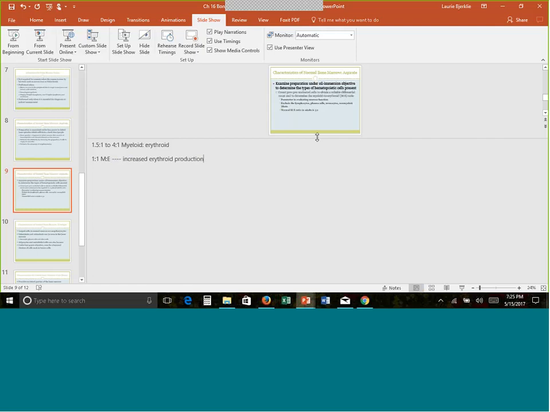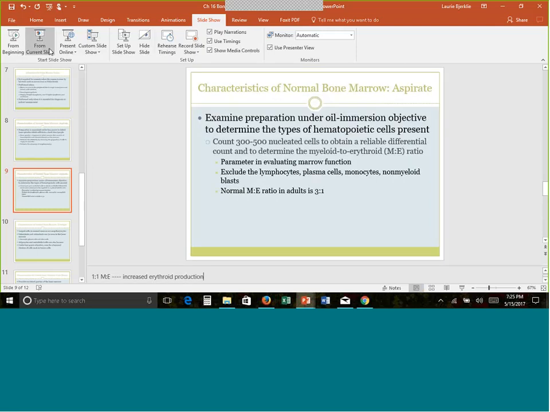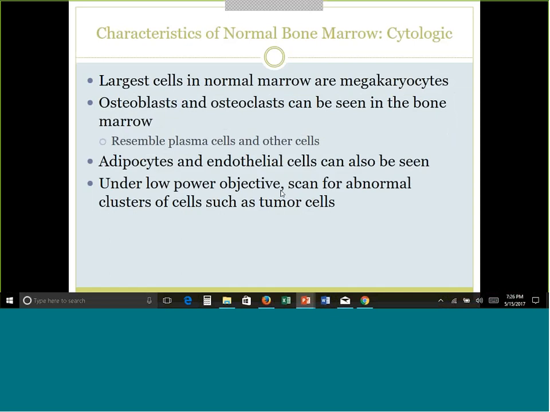All right, let me go back to the PowerPoint presentation. Other things that we look at, we already discussed the megakaryocytes, that they're the largest cells. We're also going to look at the bone marrow cells themselves, the osteoblasts and osteoclasts. We might look at the fat cells, adipocytes, endothelial cells. You can quickly view them.